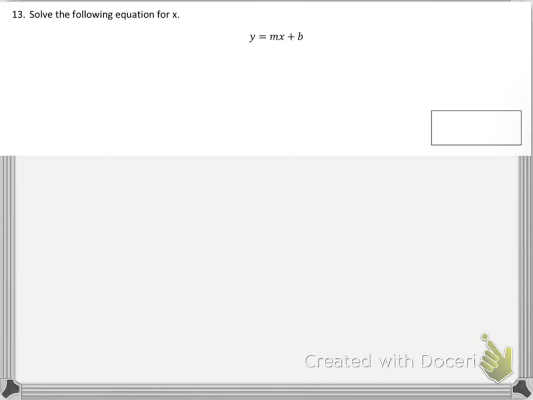Okay, now we're asked to solve for x. That means we want to get x all by itself on one side of the equation. That means we leave x where it is and move everything that's not x away from x. So we start by subtracting b from both sides. So we have y minus b is equal to m times x.